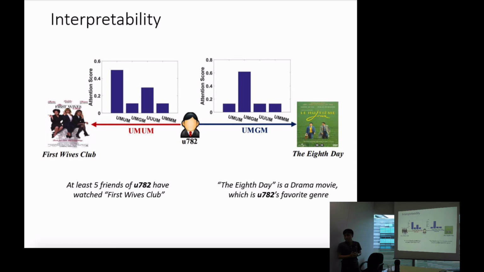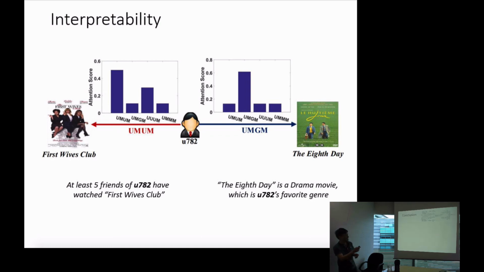So why do you assume U782 is a guy? From the movies, it doesn't look like that. I don't, but the avatar looks like it. Oh, this is from the paper? This is from the paper. I didn't create this one.